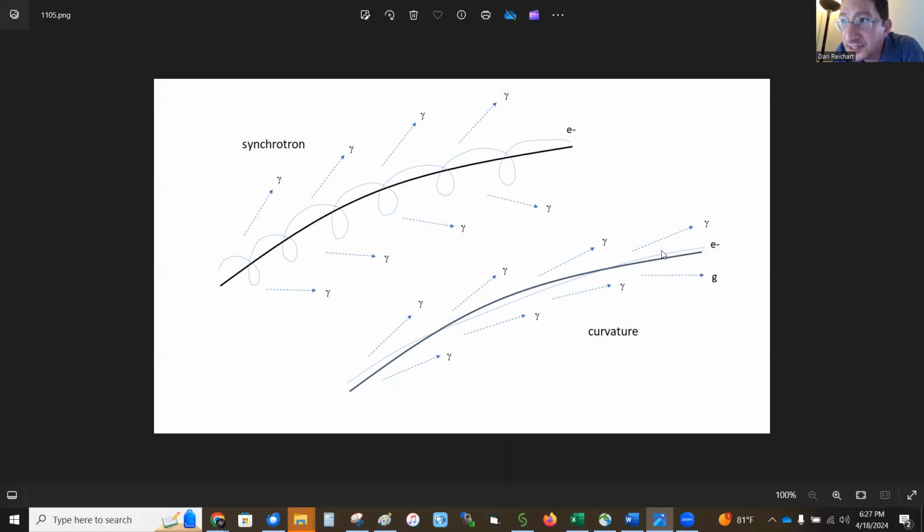radiation just the same. These are two examples of magnetic field-driven radiation, synchrotron and curvature. In the case of pulsars, we're talking about curvature radiation.